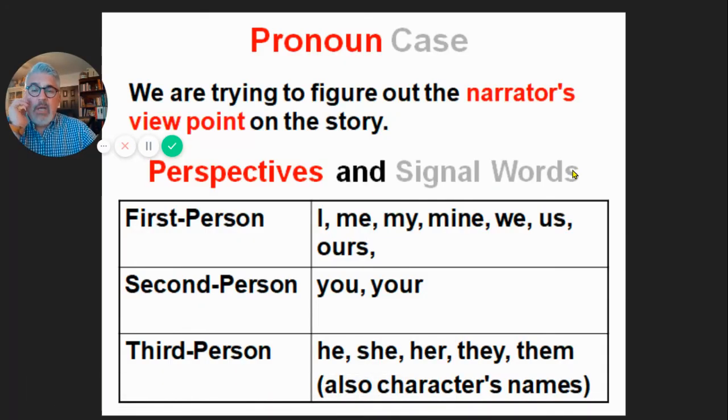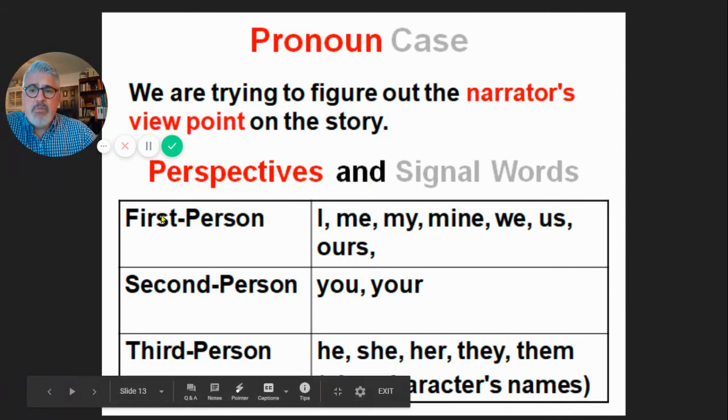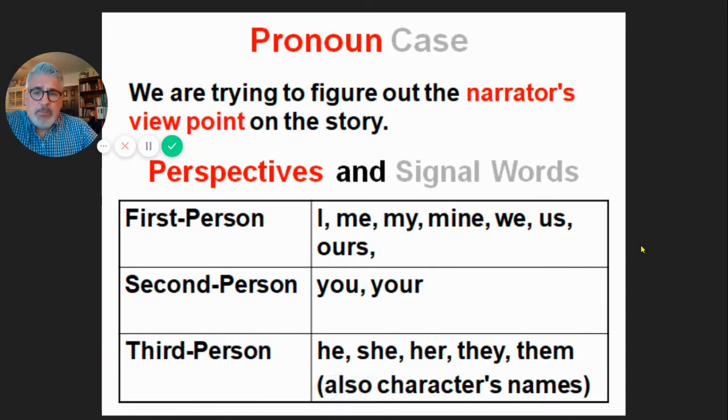That's all we have for today. Okay, another good thing that I forgot to tell you is the pronoun case. This table probably is good for you to write down. So in the first person, the pronouns are going to be I, me, my, mine, we, us, ours. In the second person is you, your, and the third person he, she, her, they, them, also the characters' names.